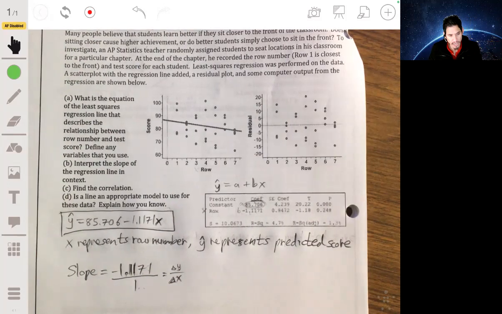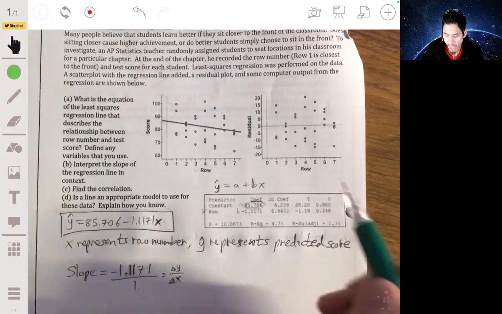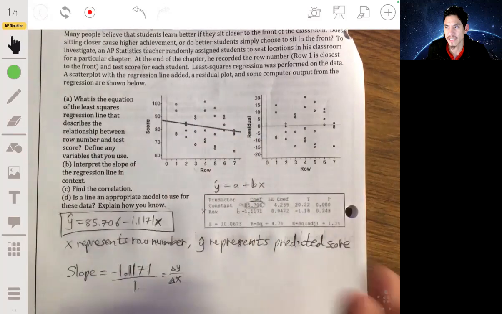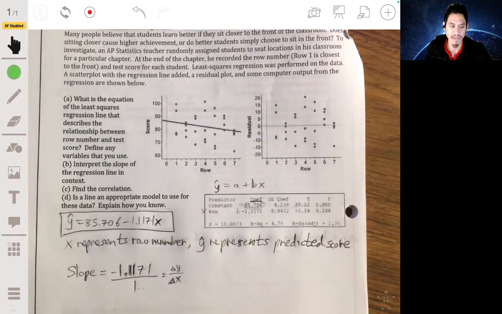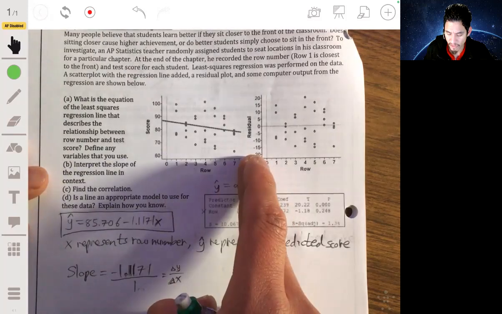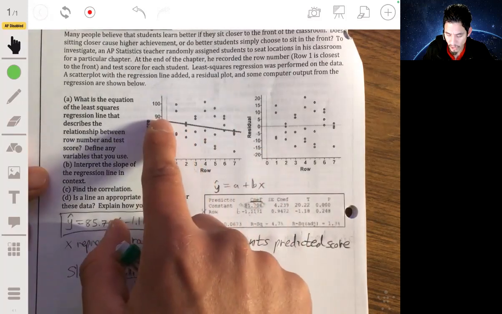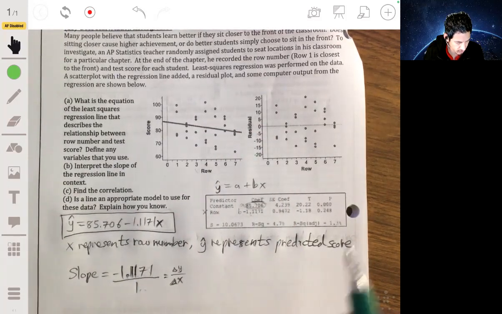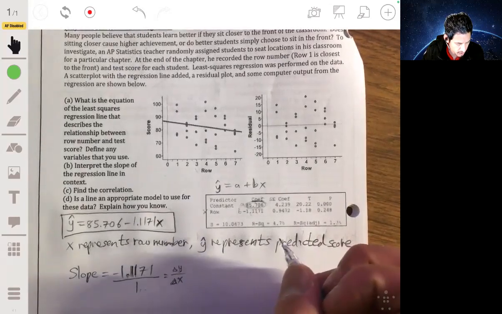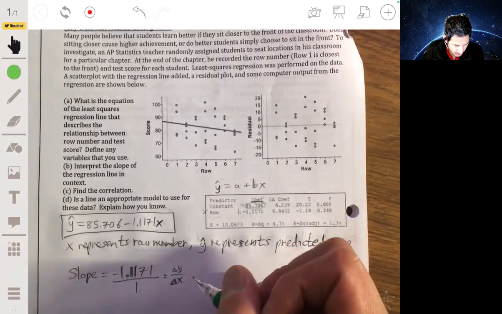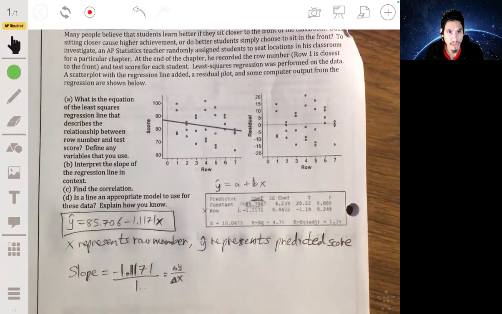So now in context, what is that saying? Again, just use your common sense about what this is going to look like in real life. As the students sit farther away from the front, their score is decreasing. And specifically, based on this equation, for each additional row that a student sits farther from the front of the room, their score is predicted to decrease by about 1.1171 points.